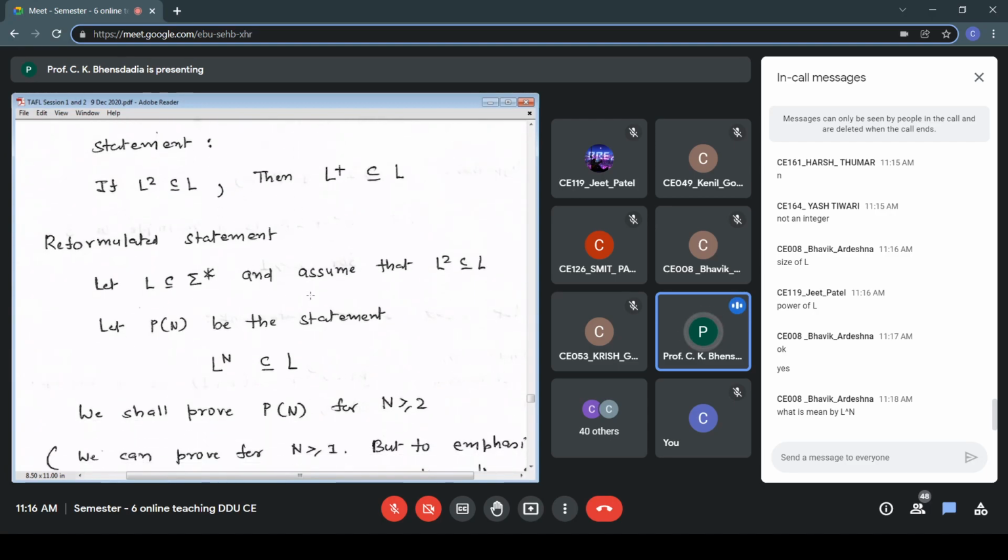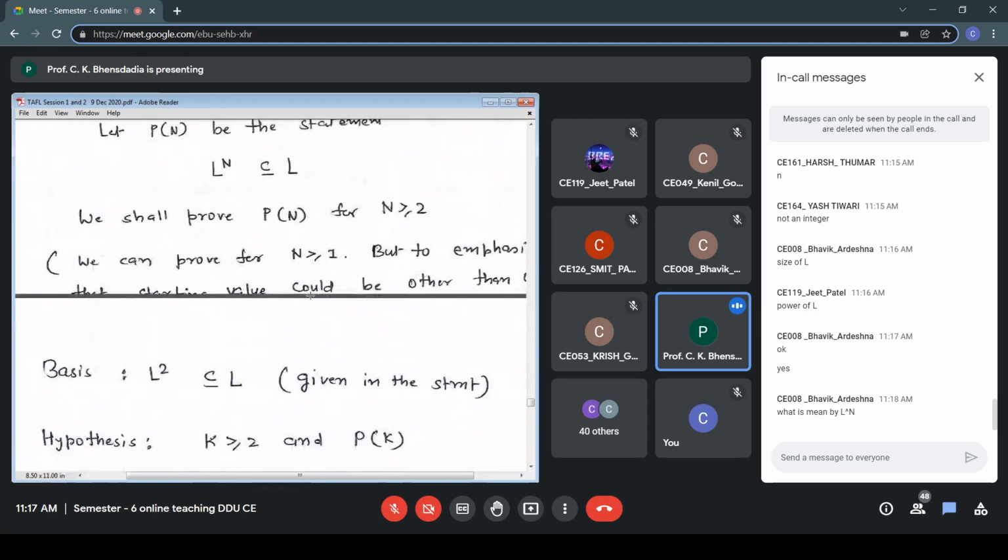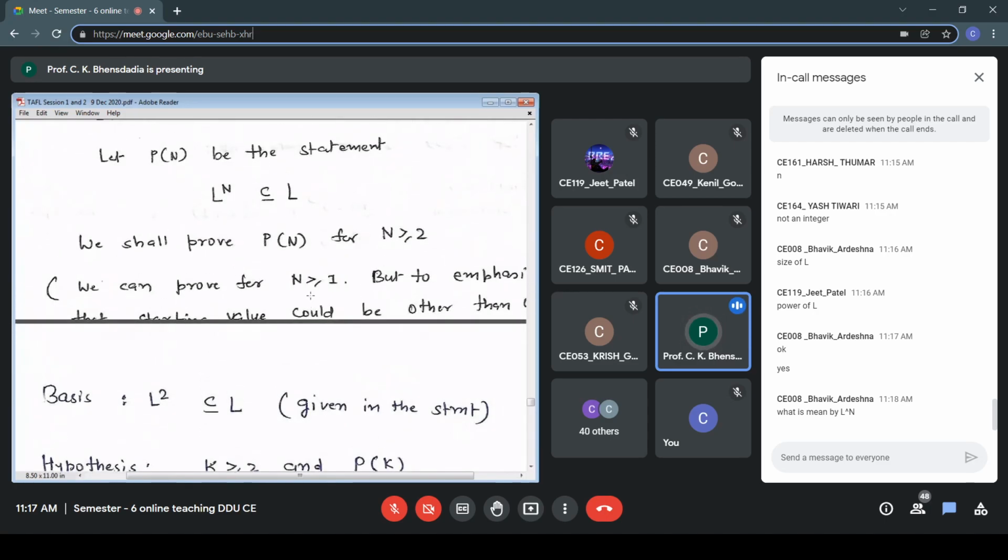Even for n greater than or equal to 2, we don't need to prove anything in the case of the seed value, the base case. Because there it becomes: L square is a subset of L, which is given. If L square is a subset of L, then L to the power n is a subset of L, that we have to prove. And when n equals 2, the statement becomes: if L square is a subset of L, then L square is a subset of L. That is given, so nothing much to be proved. When we say n equal to 2, L square is a subset of L is given. So that is the proof for the basis, already given.